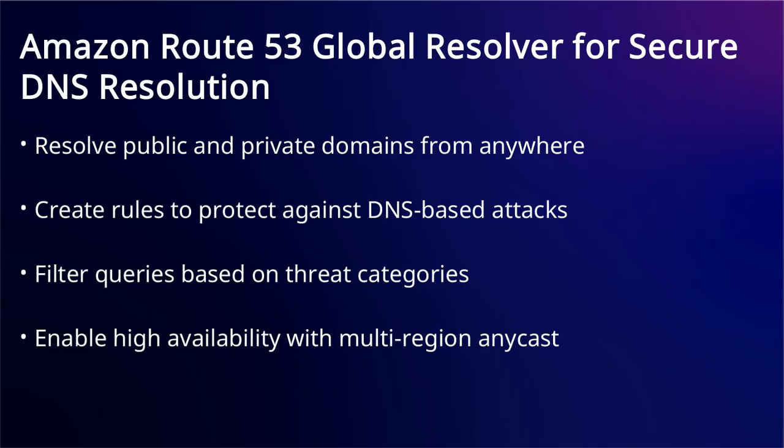Organizations face challenges in securely resolving DNS queries for both public and private domains from various locations. Amazon Route 53 Global Resolver addresses this by providing a DNS resolver accessible from the Internet. You can resolve public and private domains from anywhere, enhancing flexibility for authorized clients.